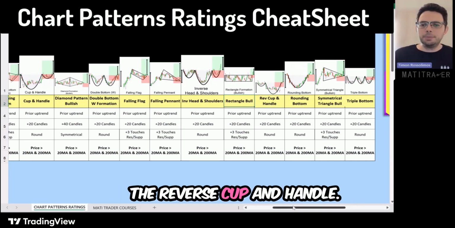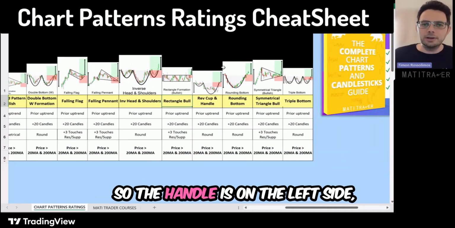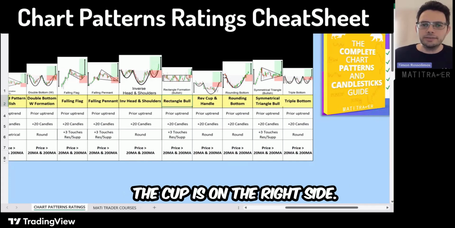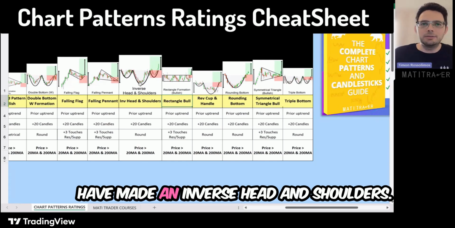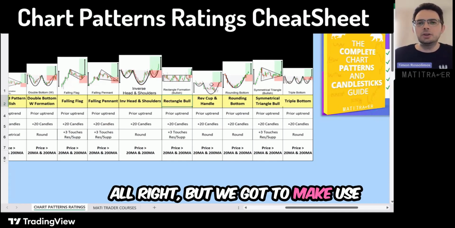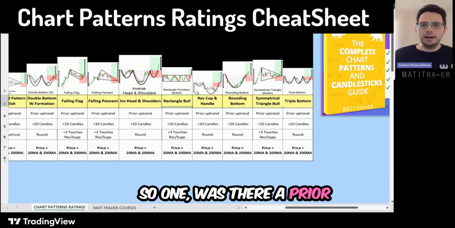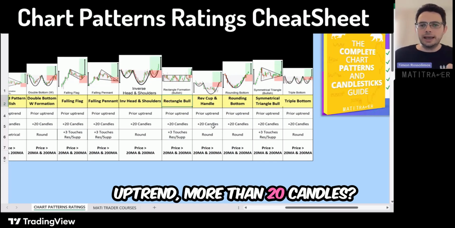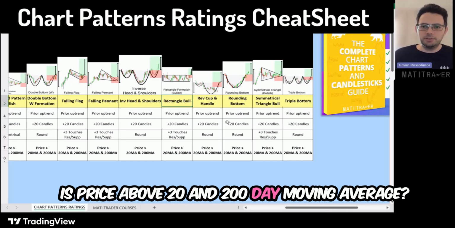The reverse cup and handle. So this is a cup and handle that is reversed. So the handle is on the left side, the cup is on the right side. If it made another handle, it would have made an inverse head and shoulders. All right, but we got to make use of what we see with these patterns. So 1, was there a prior uptrend? More than 20 candles. How round is the formation? Is price above 20 and 200-day moving average?